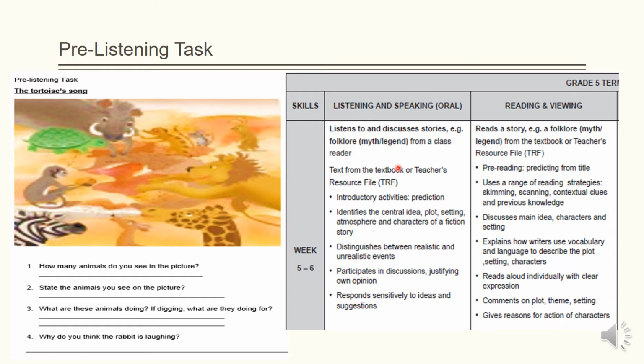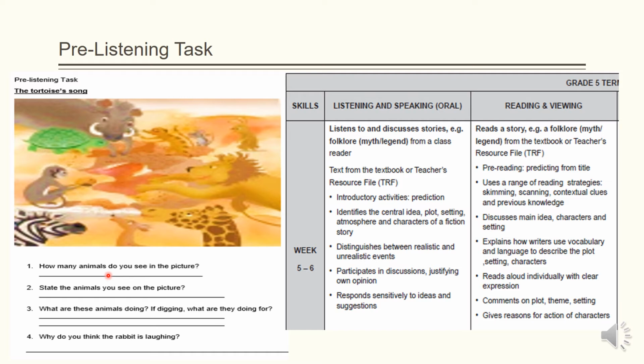So according to CAPS, the way you should assess within listening and speaking is at the introduction. Since it's pre-listening, the learner should be able to predict. So you are practicing and developing prediction skills. How did the teacher accommodate prediction skills? We took the cover page of the story, the Tortoise story, as the pre-listening task, and we asked questions.